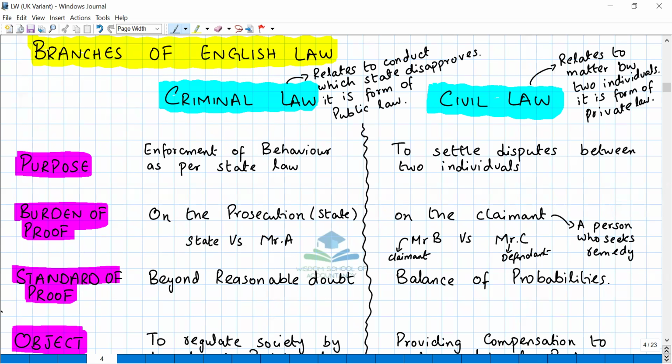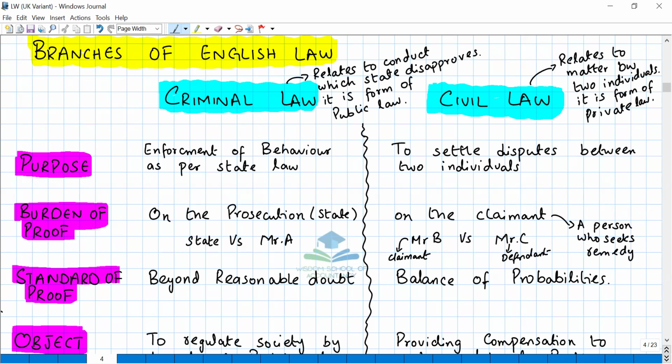Standard of proof is beyond reasonable doubt. Now in criminal law, the consequences are very harsh. If your crime is proved, you can go to jail, you can be sentenced for life, you can be hanged. Because the consequences are so harsh, the standard of proof should be high.